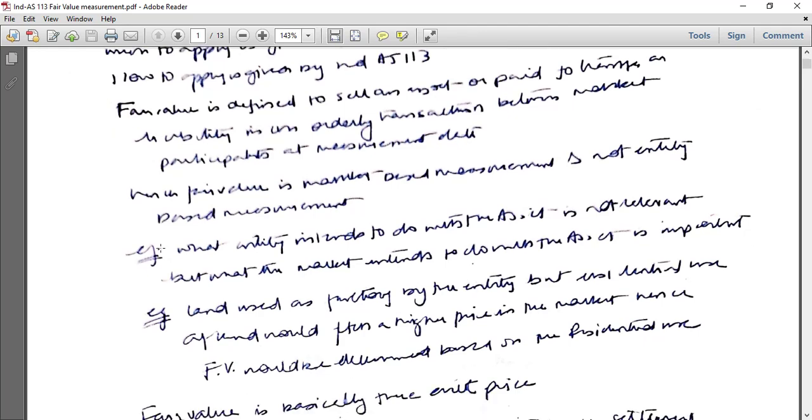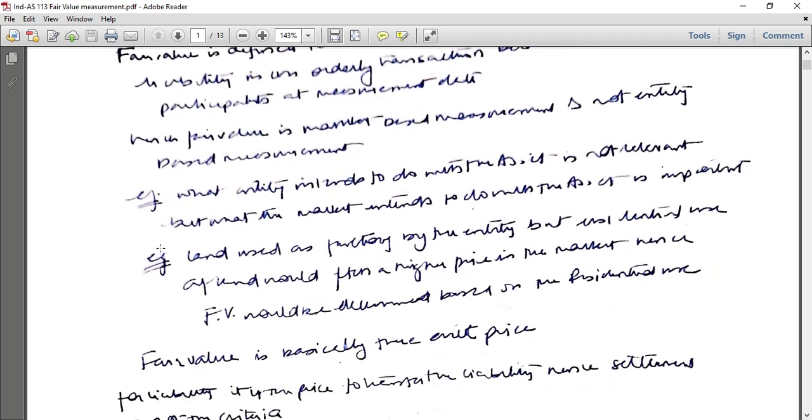Hence, fair value is a market-based measurement and not an entity-based measurement. What the entity intends to do with the asset is not relevant, but what the market intends to do with the asset is important. Land used as a factory by the entity, but residential use of land would fetch a higher price in the market, hence fair value would be determined as per the residential use.